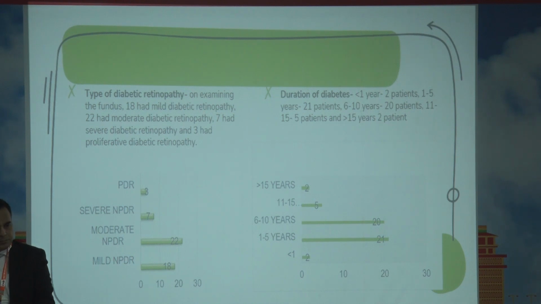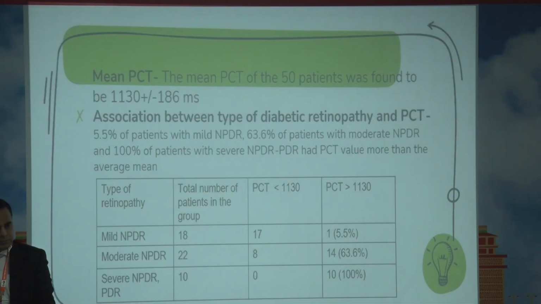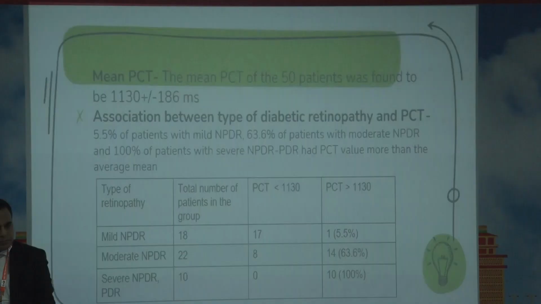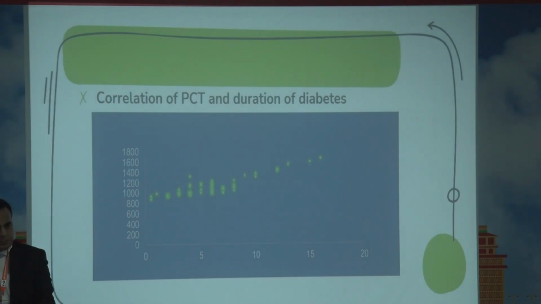2 patients had diabetes for less than 1 year, 21 patients had between 1 to 5 years, 20 patients had between 6 to 10 years, 5 patients between 11 to 15 years, and 2 patients had diabetes for more than 15 years. The mean PCT of the 50 patients was found to be 1130 milliseconds with a standard deviation of 186 milliseconds. And 5.5% of the patients with mild NPDR, 63.6% of patients with moderate NPDR, and 100% of patients with severe NPDR and PDR had PCT value of more than the average mean. And a positive correlation was also seen between PCT and the duration of diabetes.